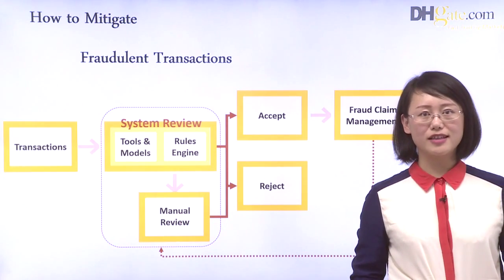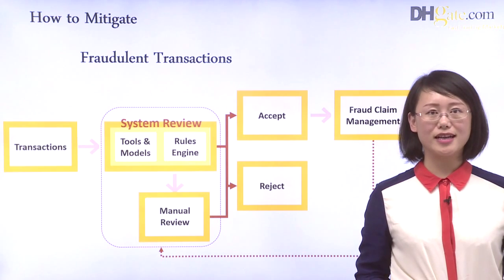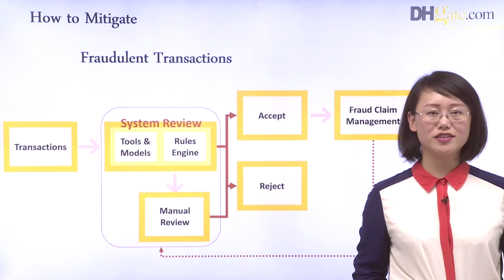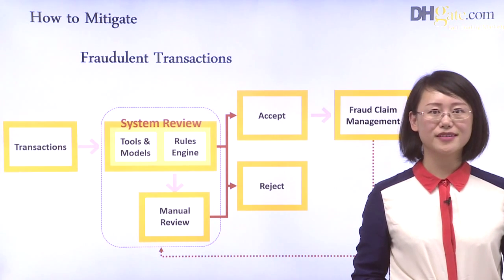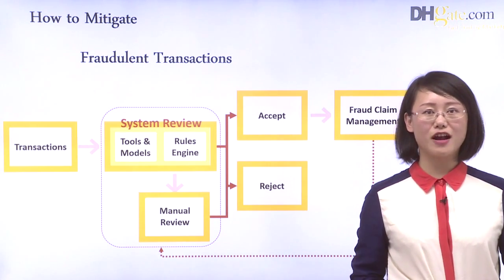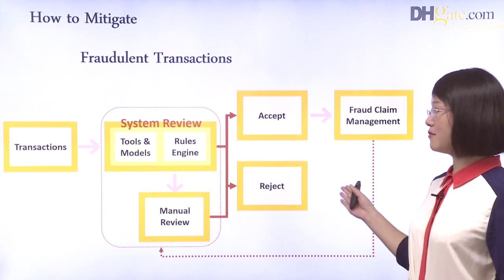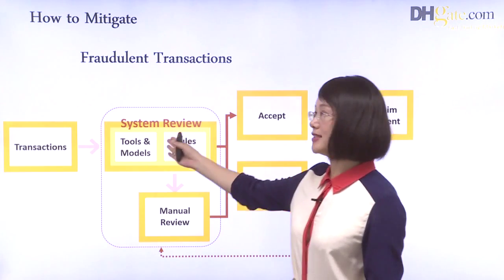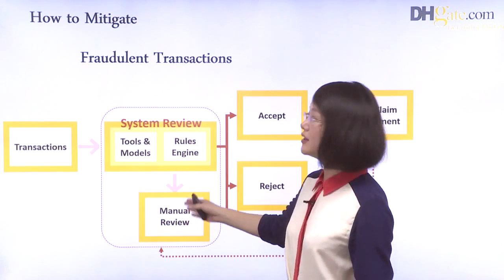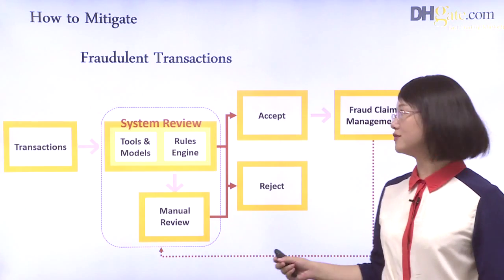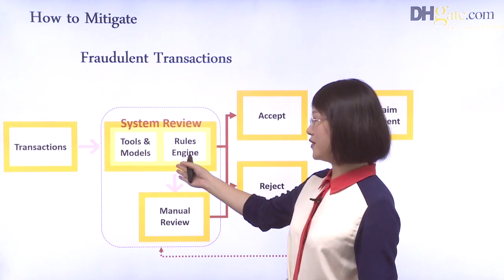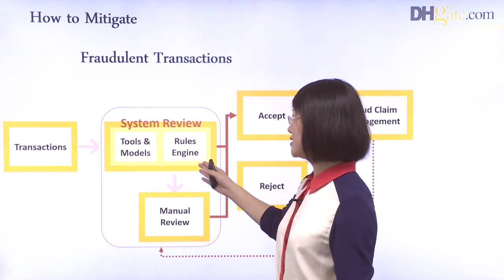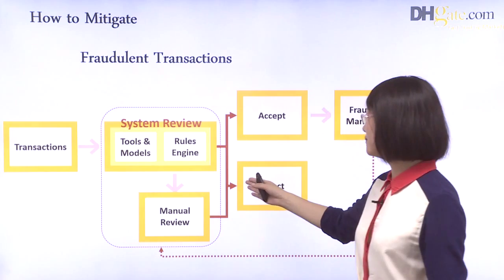Well, after understanding what these fraudulent transactions may look like, let's see how we can mitigate them. You can set up your own anti-fraud system, and this is the model of how this system works. As you can see, the system review and manual review are the key processes of the model. The system review should be real-time detection, and all transactions should pass the system review.